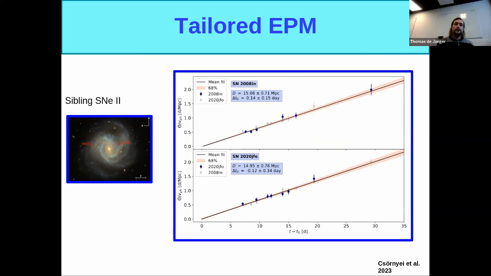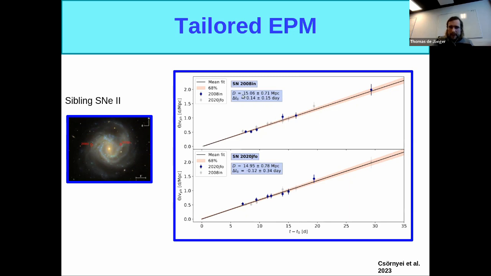What they did, they used sibling type 2 supernovae, so two supernovae which explode in the same host galaxy, so they should have the same distance. So this is nice to test the method. So they applied the method to both supernovae. So you have theta over V and the time for the two objects, on bottom and on top.